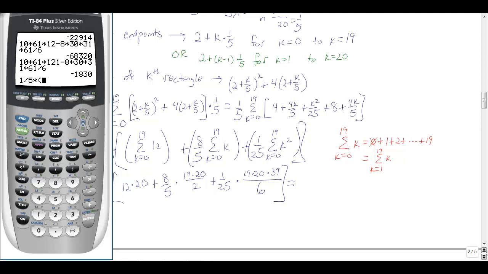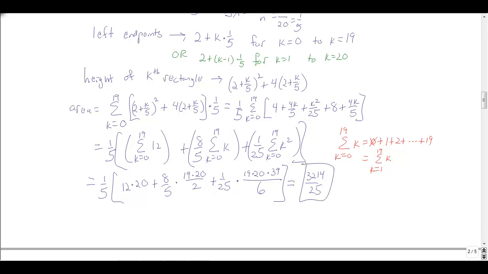And then we're going to multiply that by 12 times 20, which is 240, plus 8 divided by 5 times 19 times 20 divided by 2, which is 10, plus 1 divided by 25 times 19 times 20 times 39 divided by 6. Close parenthesis, and this works out to be something like 128.56. And if I wanted to write that as a fraction, might make sense here. Exact answer, 3214 over 25.